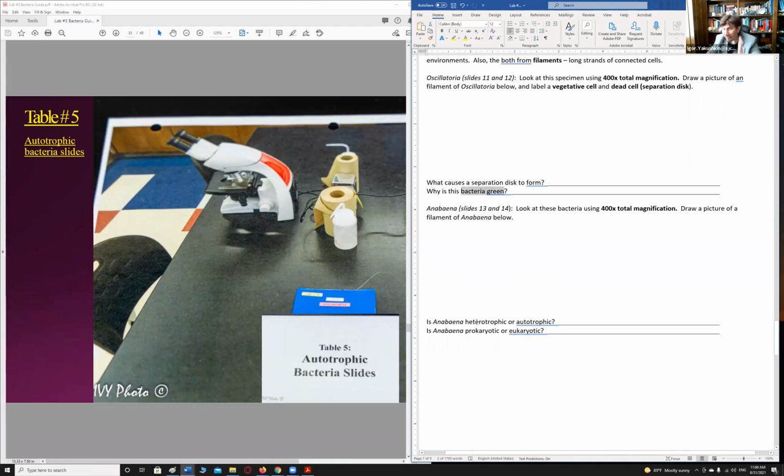Not chloroplast. Make sure that you understand that. Chloroplast is the organelle, membrane bound. Those are prokaryotes. They don't have chloroplast. They have the pigments, but they don't have the organelles yet.